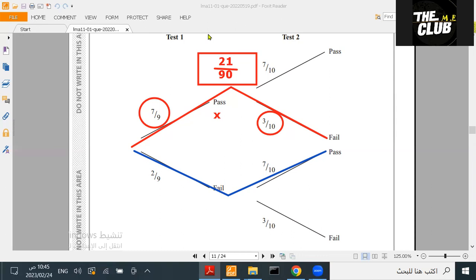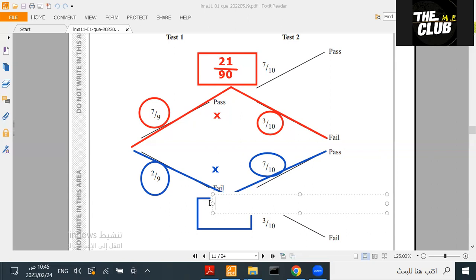Fail and then pass. When we go through fail and then pass, we notice we have this and this. What do we do with them? Same idea, I'm going to multiply them. I'm going to multiply these probabilities. When we multiply 2 over 9 by 7 over 10, I can use a calculator by the way, no problem. We get 14 over 90. So like this. Now I have the fraction on top, which is pass then fail, and the one below is fail then pass.